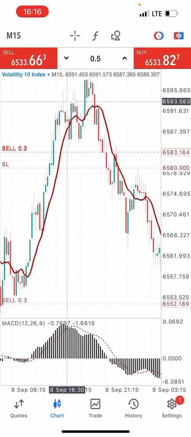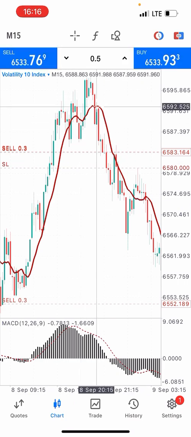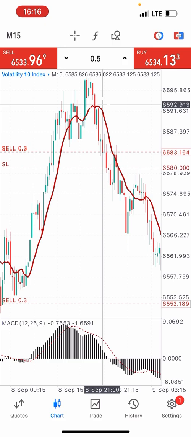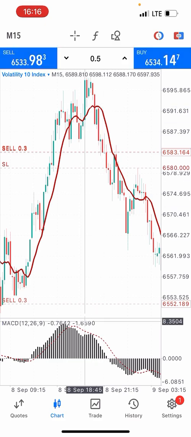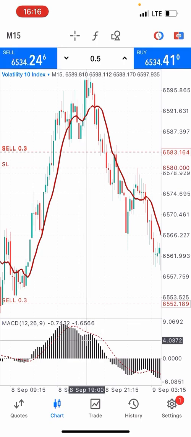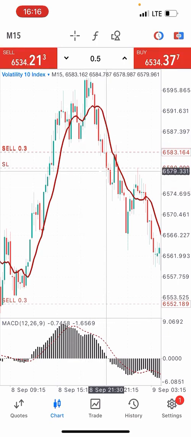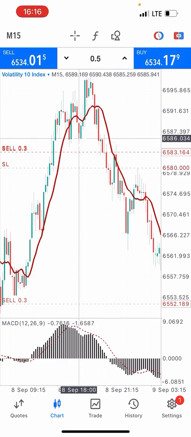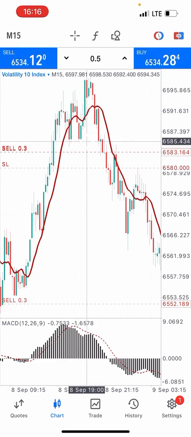At this point, I'm going to share the parameters for this indicator in case you don't know it. At this point, guys, the moving average crossed above the chart, which indicates a sell for me, and the red line on the MACD was above this graph, which indicates a sell, that the market is going to drop. Seeing this, I was also seeing the support level right here for the volatility 10 index.